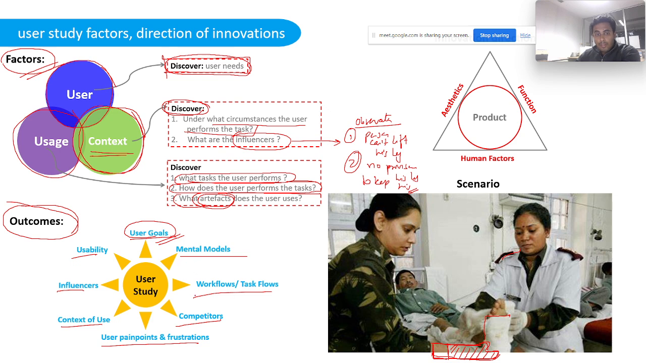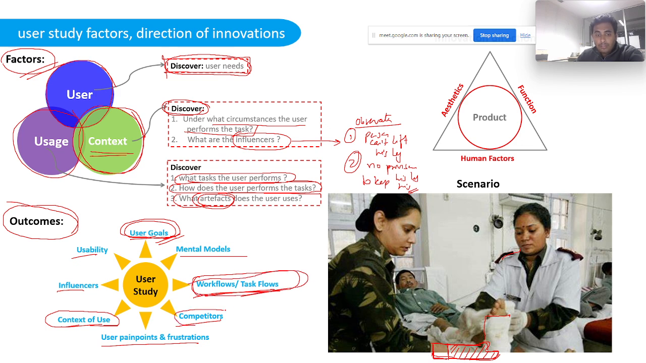Then we may see various workflows, and understand the context of use: which particular artifact is used in which particular case, why that particular artifact is used, and in which way that particular probe or instrument is used. So all that information can be collected by just observing.